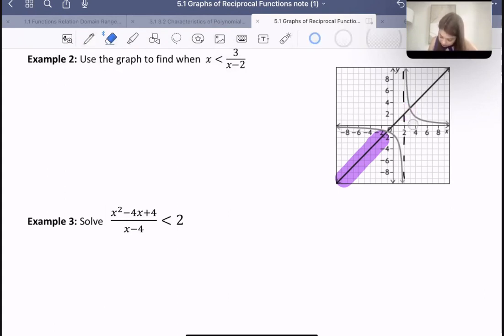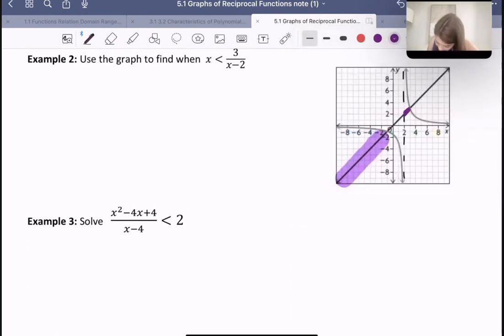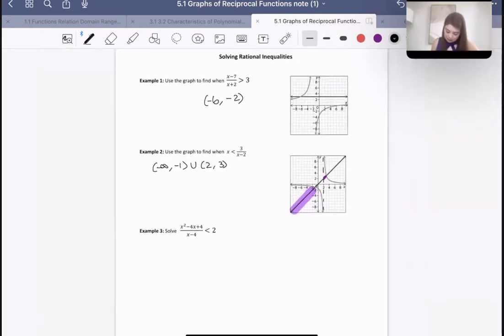I'm going to try to do that a little bit better, actually. Let's pull it in with just the purple color, just that little part right there. Excellent. Okay, so where is that? That is from negative infinity all the way up to -1, and then again from 2 up to 3. Good. All right, let's move on to example 3.